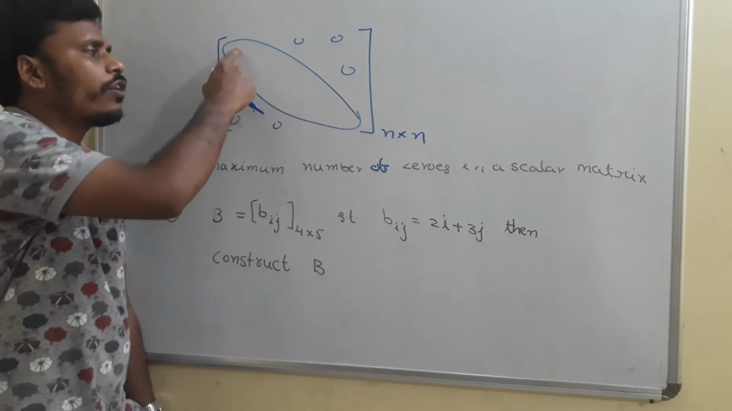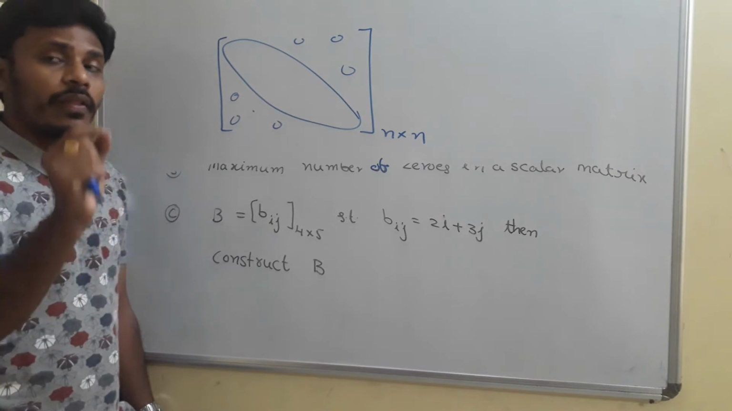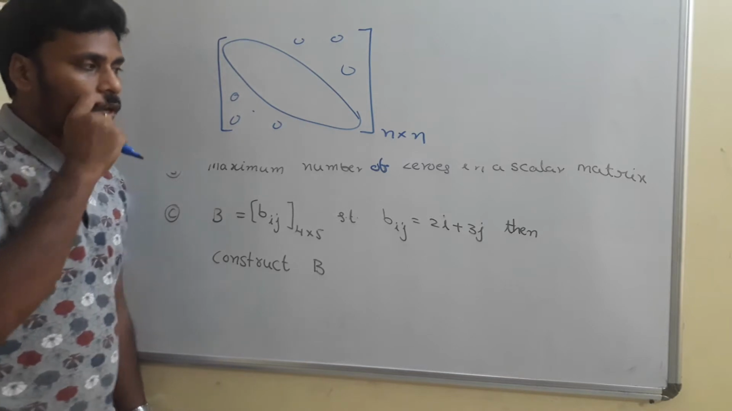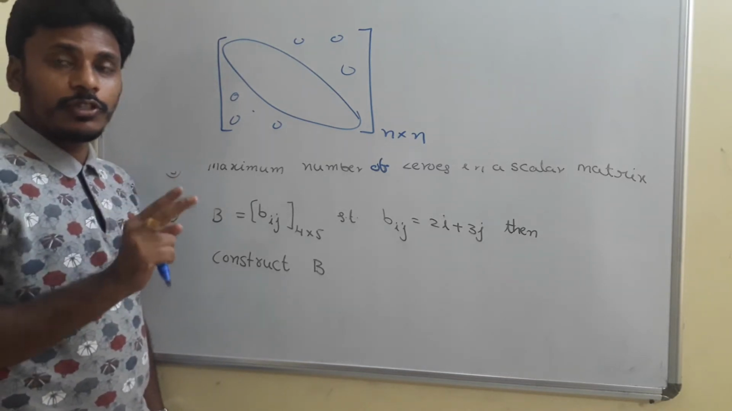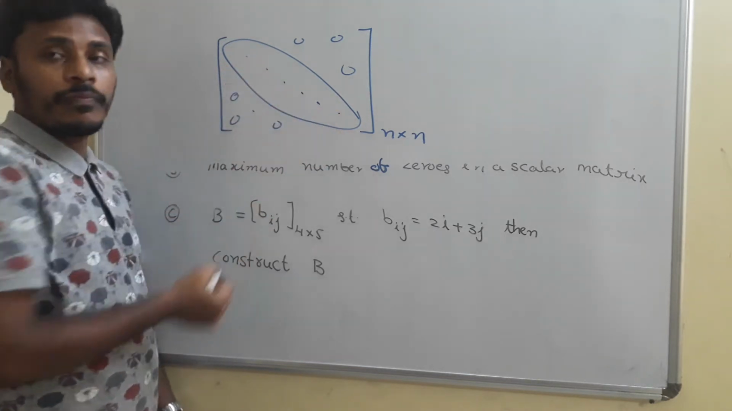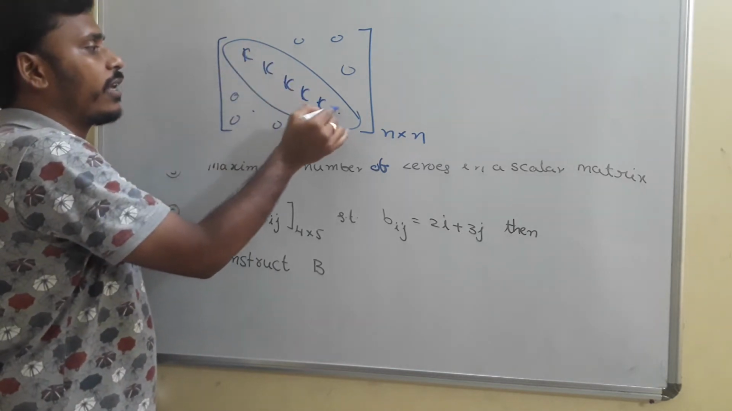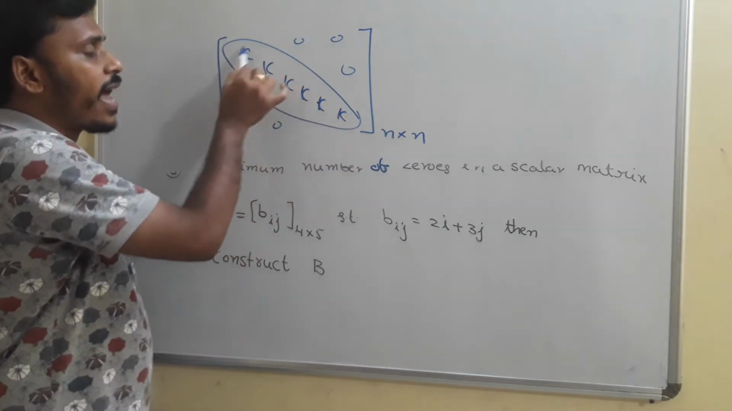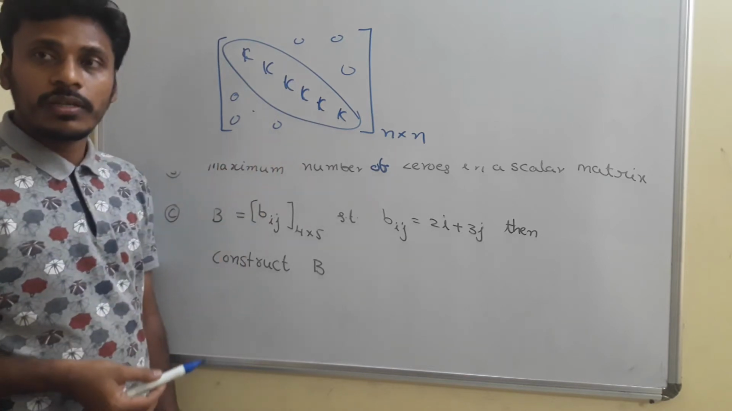See, we don't need all non-zero elements here. If there is one non-zero element, then only we say it is a scalar matrix. Since it is a scalar matrix, every diagonal element should be equal, right? All the diagonal elements should be equal, so you may say k like that. In such a case, these diagonal elements are non-zeros, and all the non-diagonal elements are zeros.